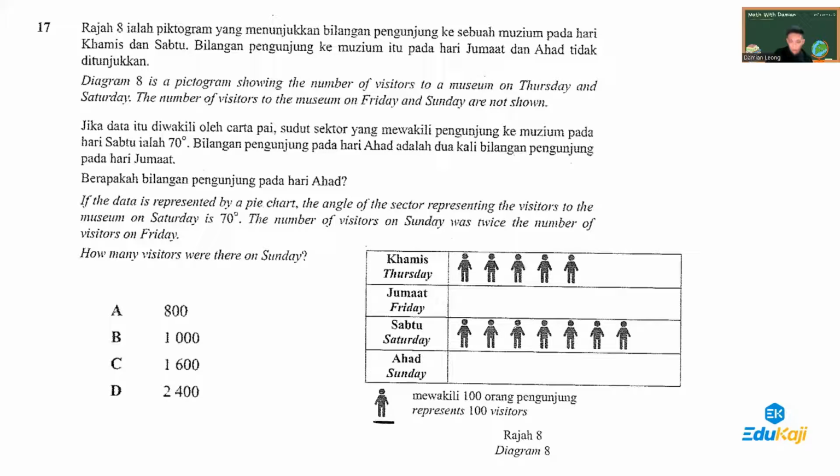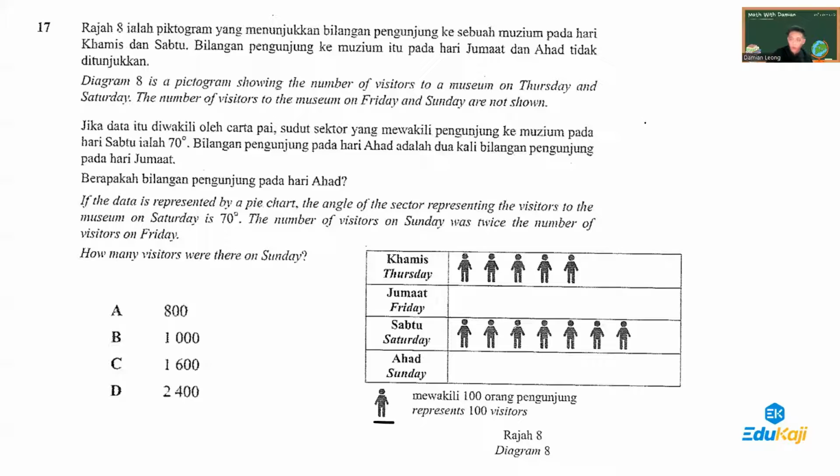This one represents 100 students. So for Saturday, there's 1, 2, 3, 4, 5, 6, 7, 700. Means 70 degrees represent 700 visitors. Okay, let's find the total.